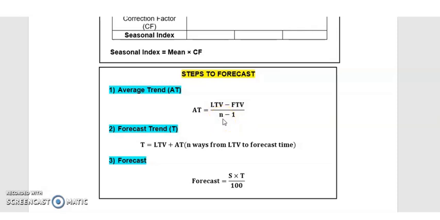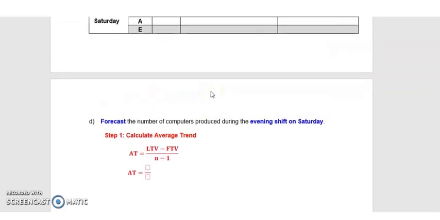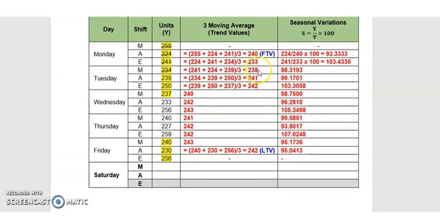Now let's calculate the average trend first. Look at what the last trend value, first trend value, and number of trend values are. Go to the first table here. The first trend value is 240, the last trend value is 242. n is the number of trend values. So what is the number of trend values? 1, 2, 3, 4, 5, 6, 7, 8, 9, 10, 11, 12, and 13.